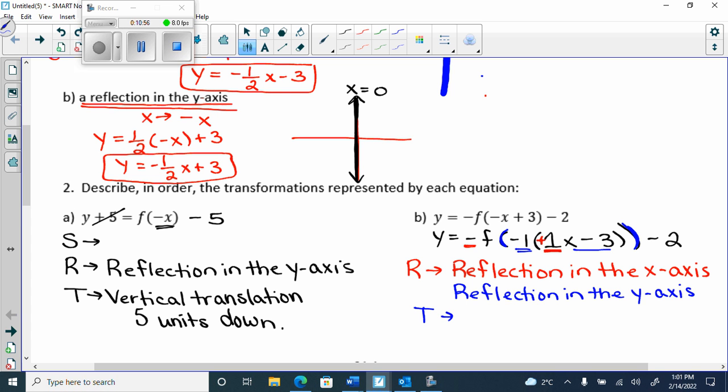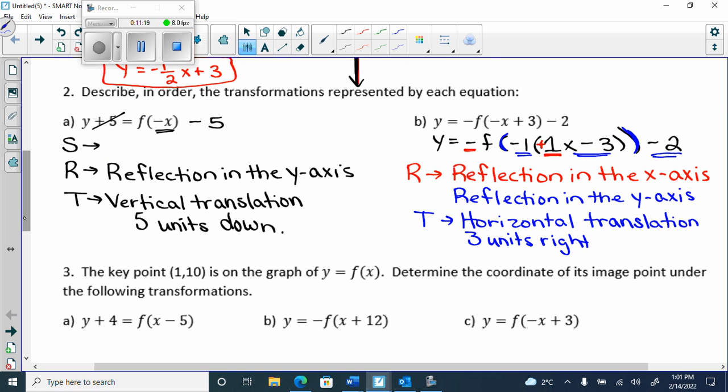Translations, what's this? Horizontal translation, 3 units right, which I set you up intentionally. And a vertical translation, 2 units down.